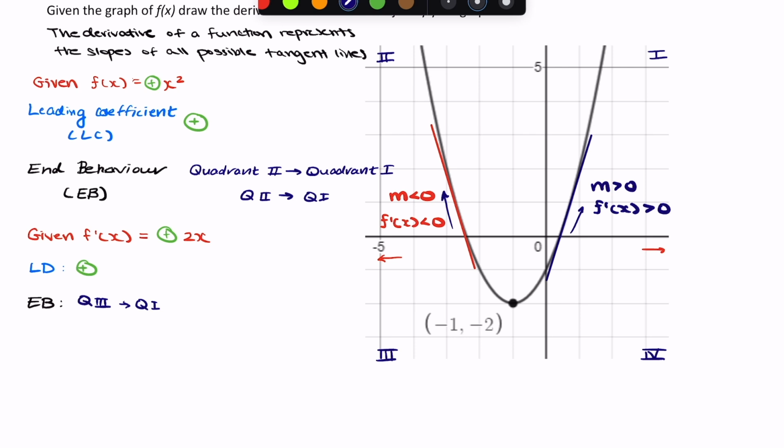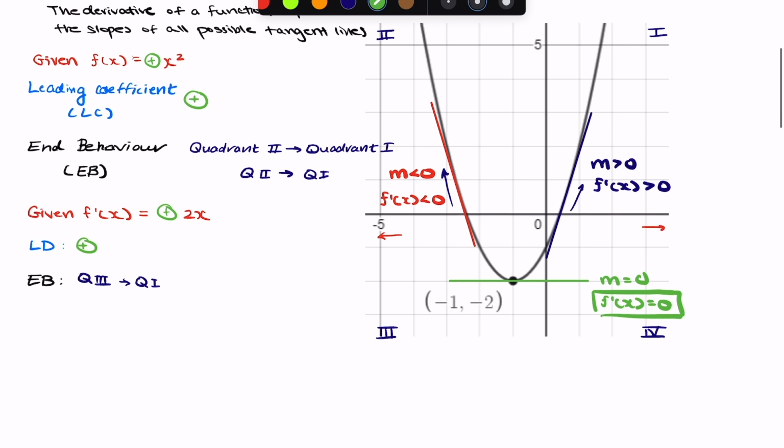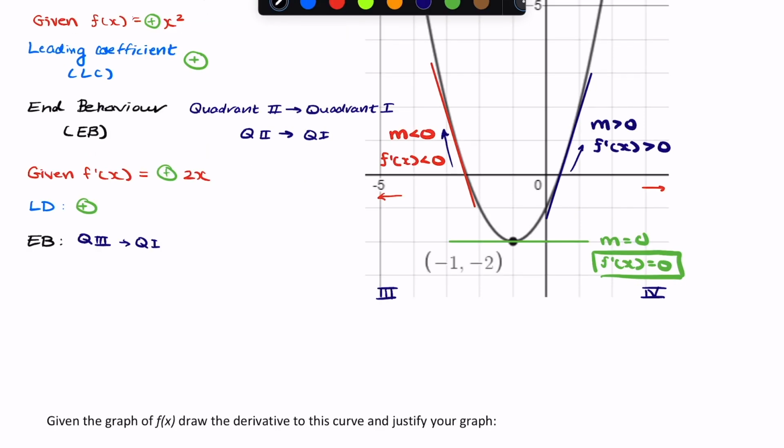Here at the vertex, we see that the slope will be equal to 0. This means that f prime of x will be equal to 0.